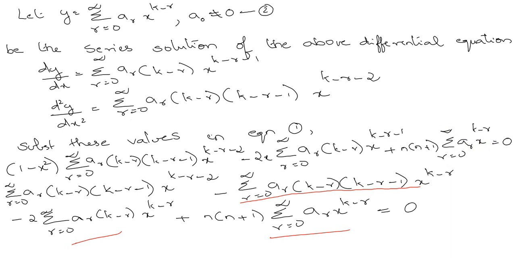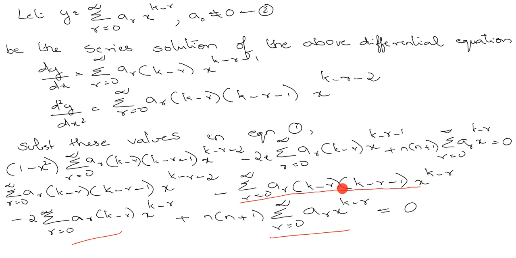Now we can split this first term into two terms, the first one is 1 into this and the second one is minus x square into this. So the first term will now become sigma r is equal to 0 to infinity ar into (k minus r) into (k minus r minus 1) into x raised to k minus r minus 2. The next term is minus x square into this. So when this minus x square is taken here, x raised to k minus r minus 2 into x square will become x raised to k minus r.